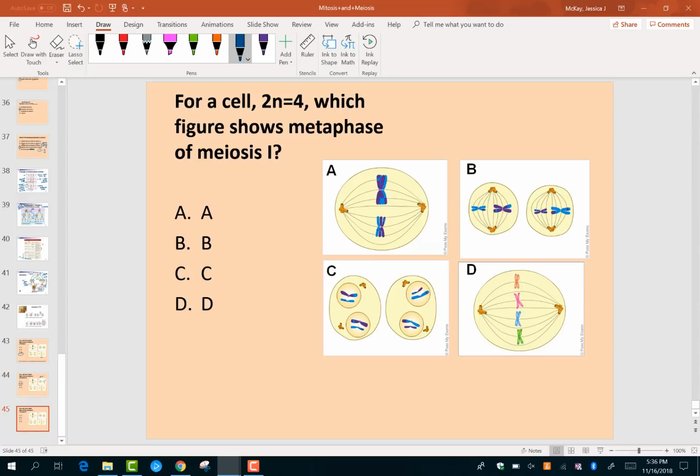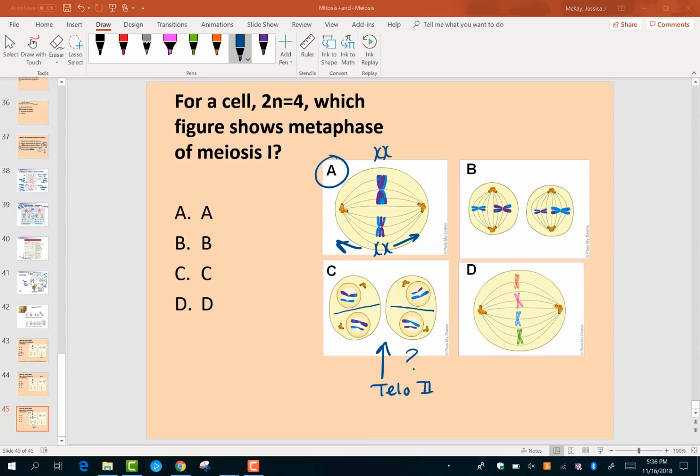So, which one would be meiosis 1 metaphase? And that would be A. So if you can see there, you've really got XX, XX, right? So the homologous pairs are going to separate. So, what is this? So this is telophase 2, and all we need to do is cytokinesis and split that cytoplasm.